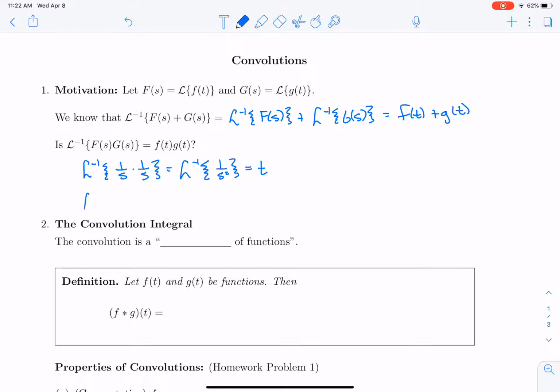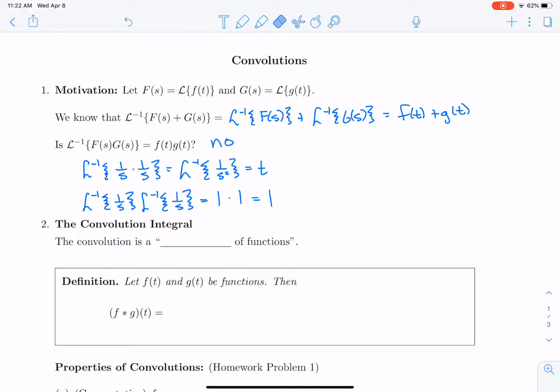Now let's take the product. Let's do the inverse Laplace transform of 1 over s times the inverse Laplace transform of 1 over s. Well, the inverse Laplace transform of 1 over s is 1, so we get 1 times 1, which is equal to 1. So no, the inverse Laplace transform of capital F times capital G is not little f times little g, as illustrated by this example.